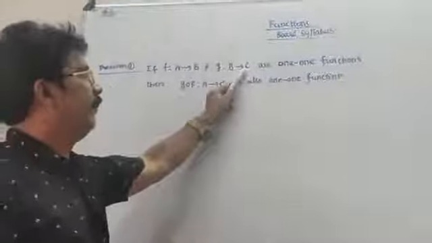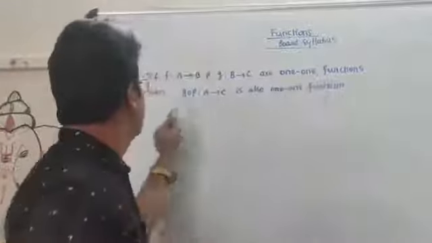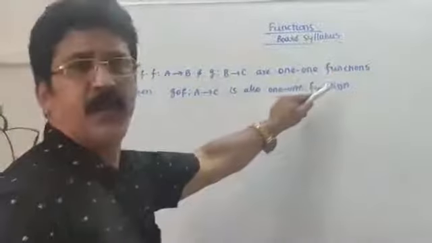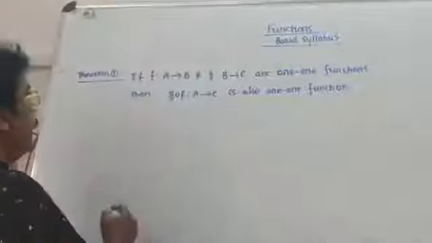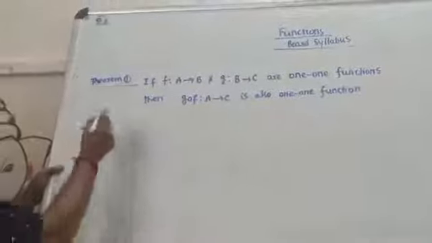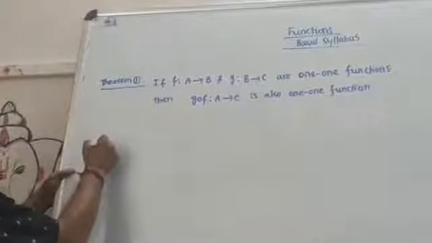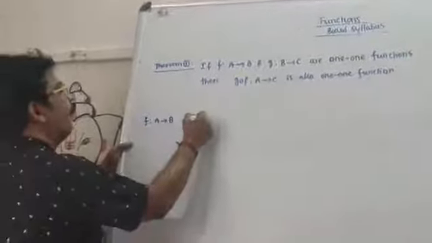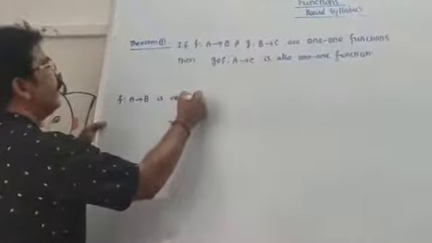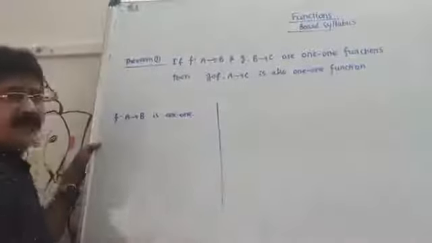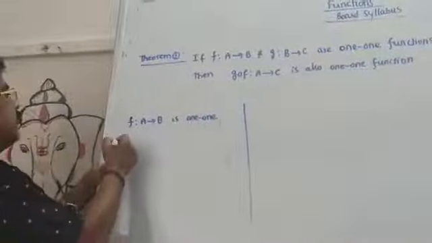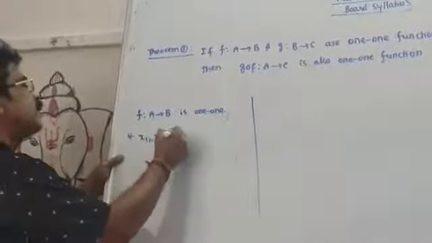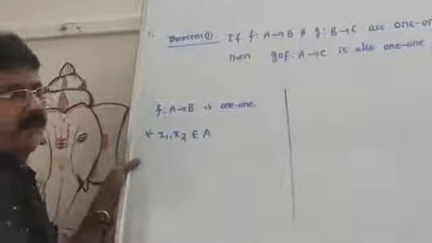From B to C are one-one functions, then G circle F from A to C is also one-one function. Here F from A to B is one-one function. One-one function means what? According to definition, for all x1 comma x2 that belongs to capital A, domain.